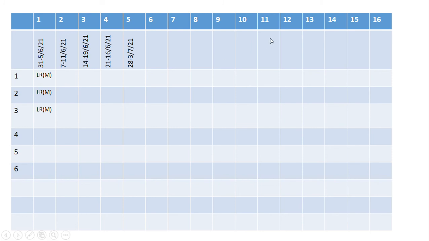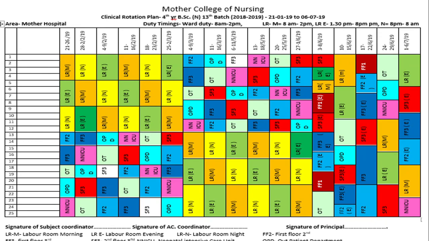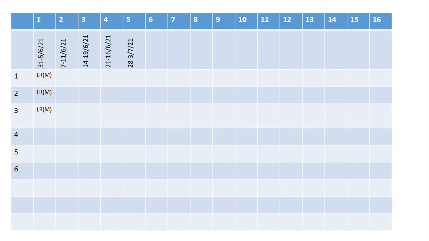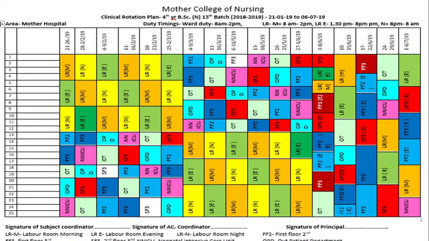So I am posting for them only 15 weeks. I am not posting them for the 16th week, only 15 weeks, because they have 1 week extra they are going during the night duty. They'll get 1 week extra. That is why I'll finish my performance posting by the 15th week. So you'll see how a clinical rotation plan is made. This is how a clinical rotation plan is made.